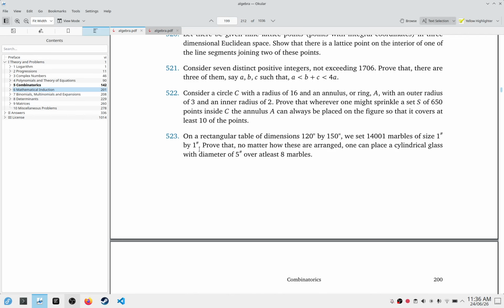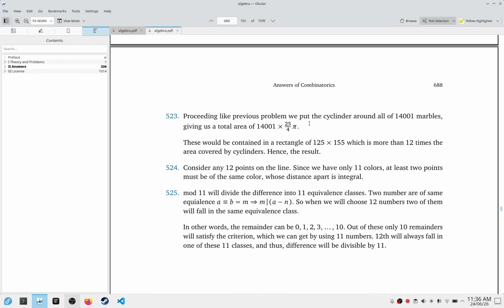Question 523 says that on a rectangular table of dimension 120 inches by 150 inches, we set 14,001 marbles of size 1 inch by 1 inch, so that no matter how these are arranged, one can place a cylindrical glass with a diameter of 5 inches over at least 8 marbles.